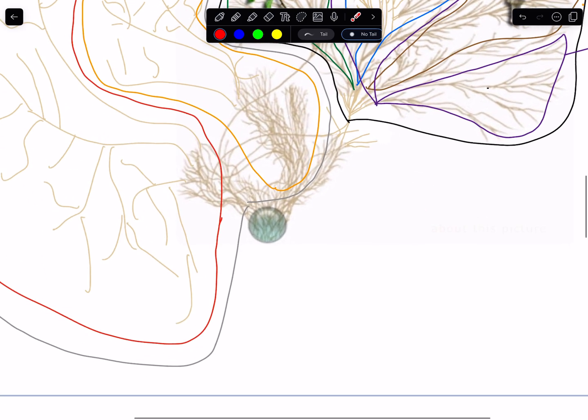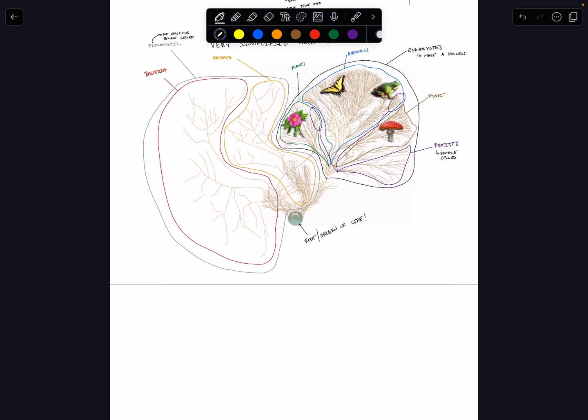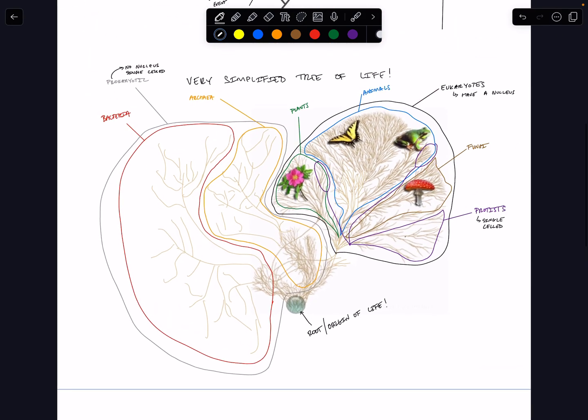Okay, and then last, I guess the thing we have to label on our tree is our root. And this actually is the origin of life. Okay, so that's our very, very, very, very, very simplified tree of life.